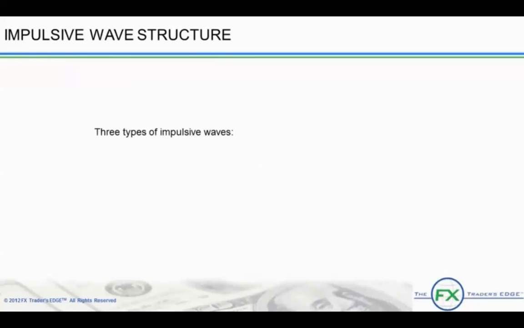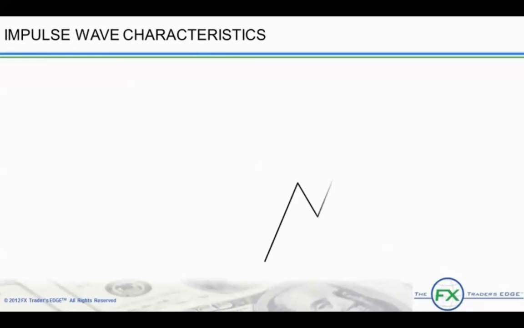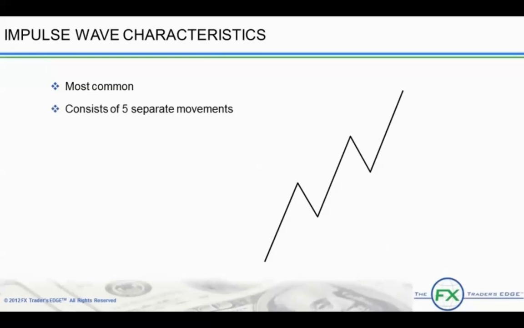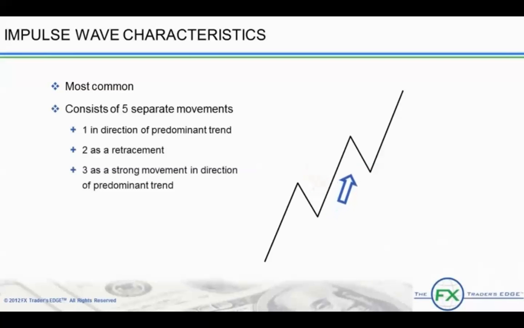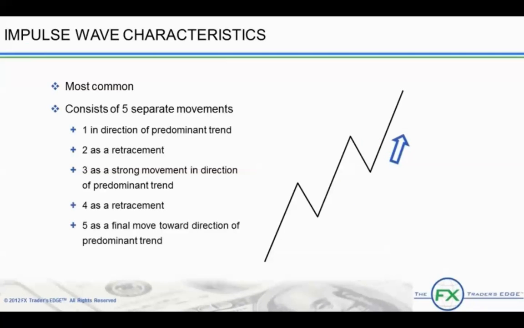There are 3 types of impulsive waves: impulse, the leading diagonal, and the ending diagonal. Impulses are the fundamental element of Elliott wave patterns and the most common of the impulsive wave structures. Impulses consist of 5 separate movements. Wave 1 in the direction of the predominant trend, wave 2 as a retracement, wave 3 as a strong movement in the direction of the predominant trend, wave 4 as a retracement, and wave 5 as a final move toward the direction of the predominant trend.